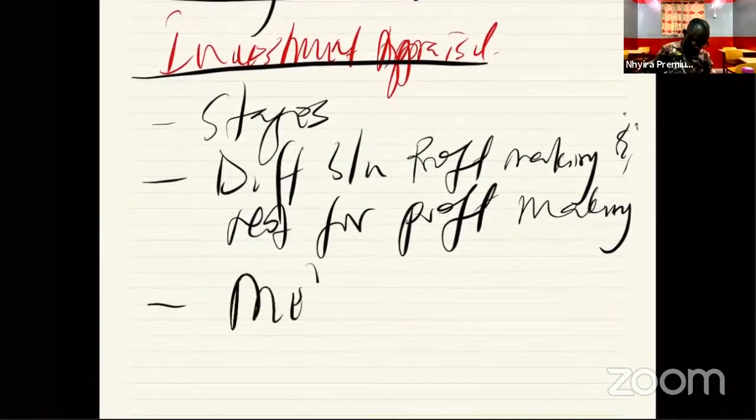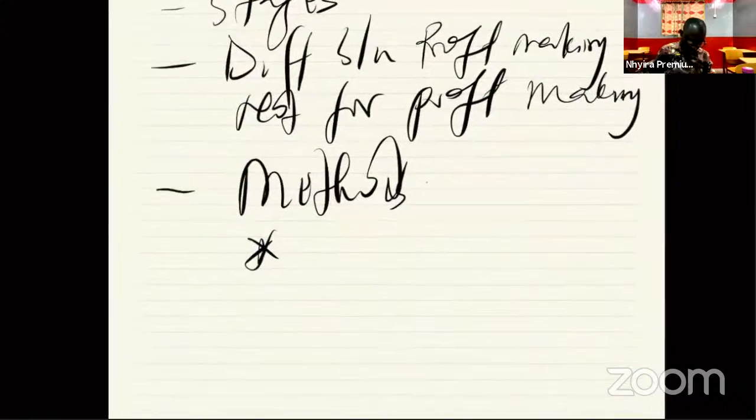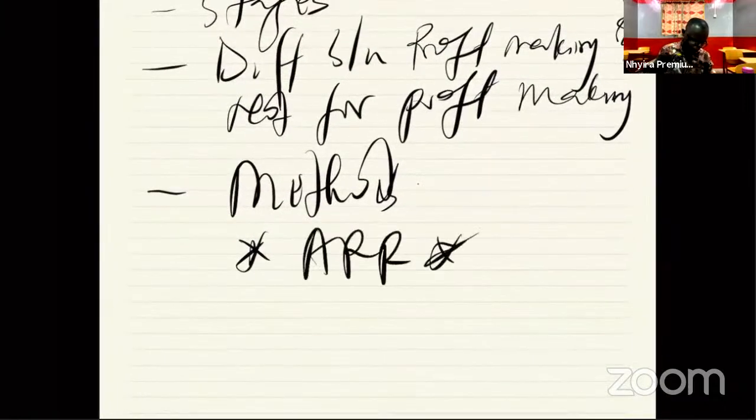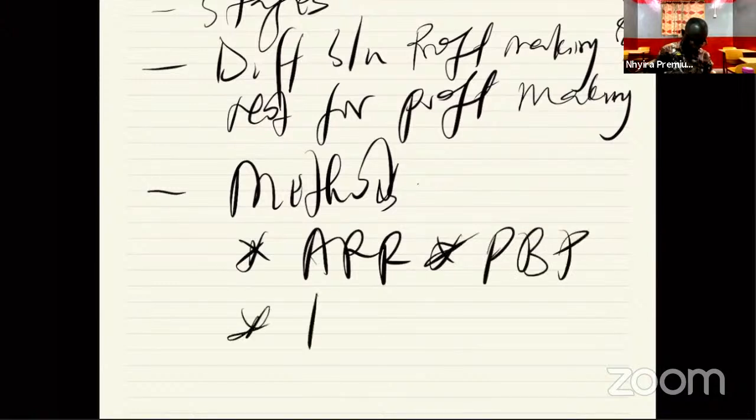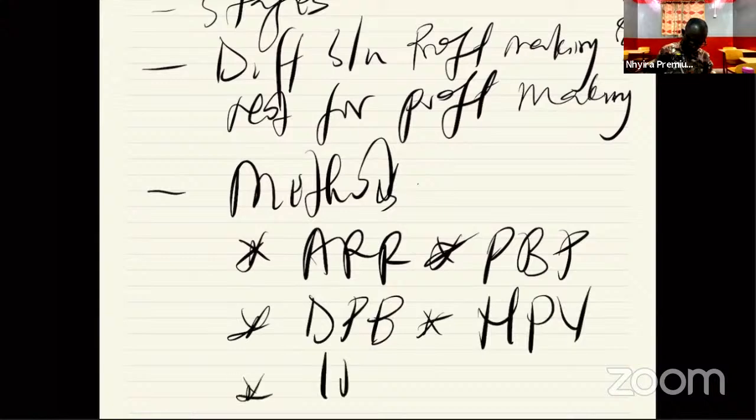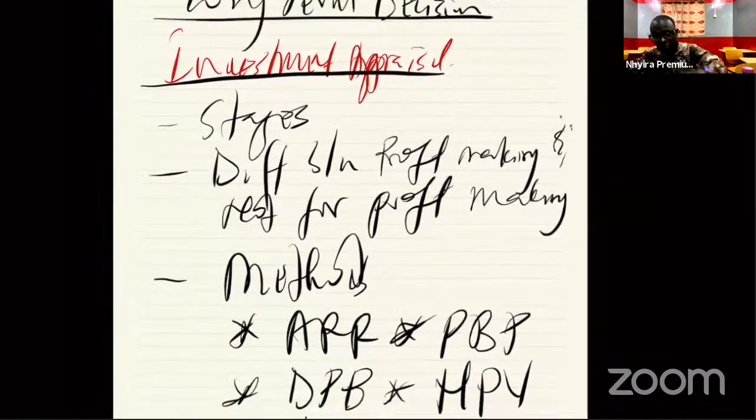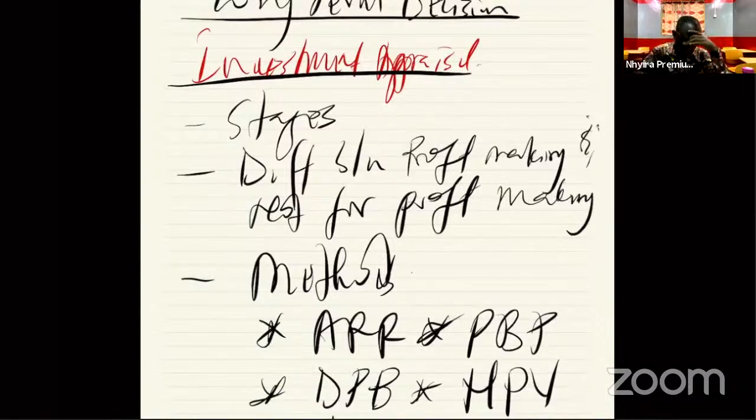Then the various appraisal methods, okay? The accounting rate of return, the payback period, the discounted payback period. We're going to have the issue in relation to net present value, and then internal rate of return. So all these are investment appraisal methods that you need to understand as a student. These are the key areas that you need to focus on in order to increase your chances of passing the exams.